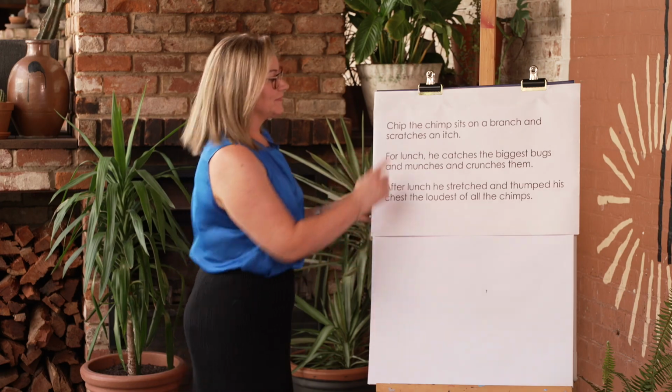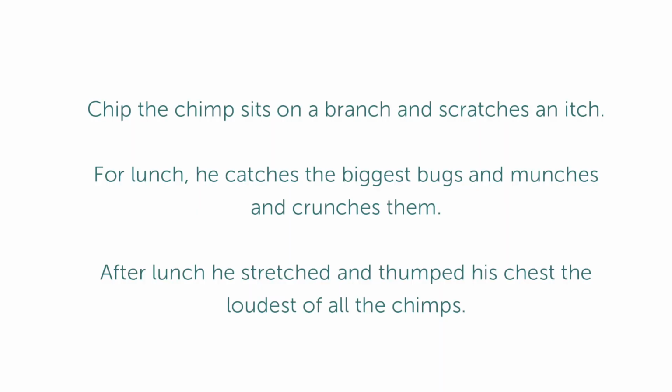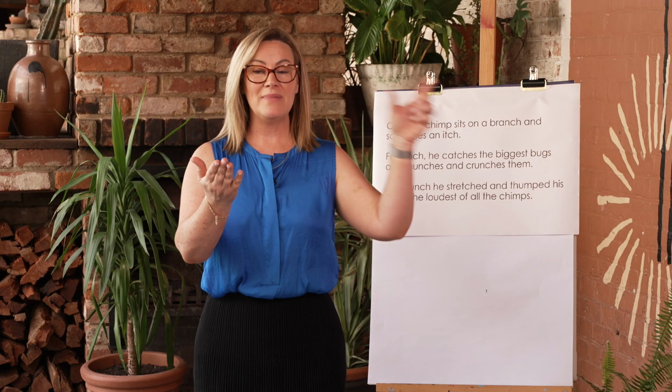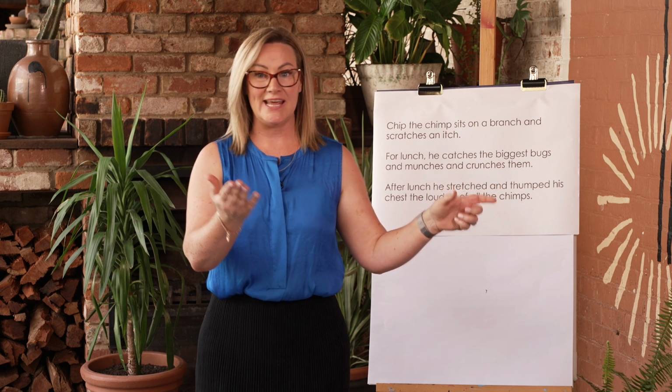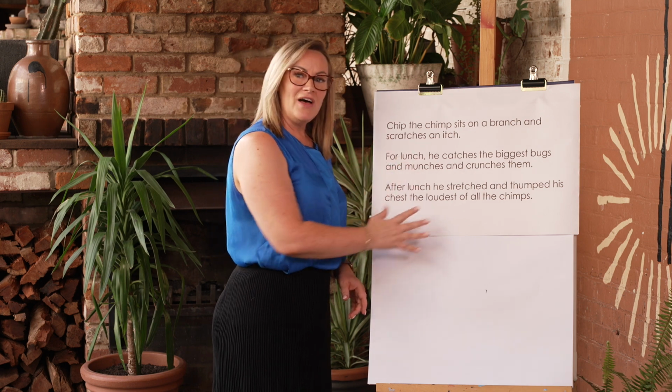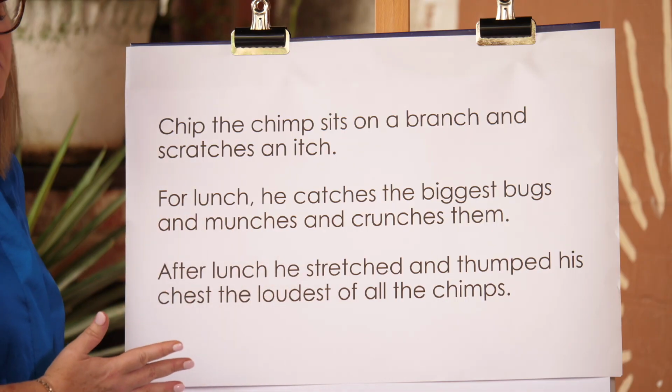Follow along with me. Chip the chimp sits on a branch and scratches an itch. For lunch, he catches the biggest bugs and munches and crunches them. After lunch, he stretched and thumped his chest the loudest of all the chimps. How many phonemes are you hearing? How many graphemes can you see? Quite a few. Can you find our morpheme est?